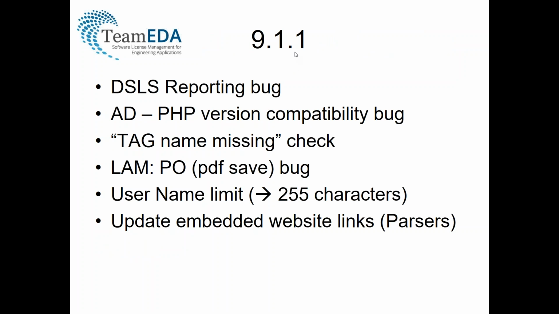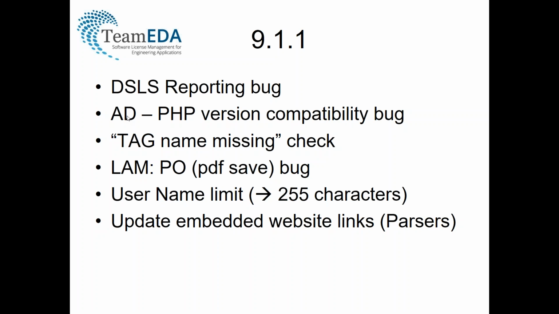We just released an interim release a couple of days ago, 9.1.1, so I thought I'd mention it in this webinar. There was a DSLs reporting bug that we missed in 9.1, so we got that fixed in the 9.1.1 release. This 9.1.1 update is up on our FTP site right now for Windows. I don't think the Linux version is there yet, but the Windows version is.